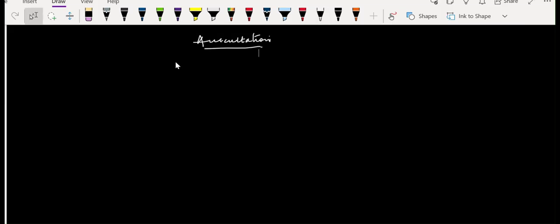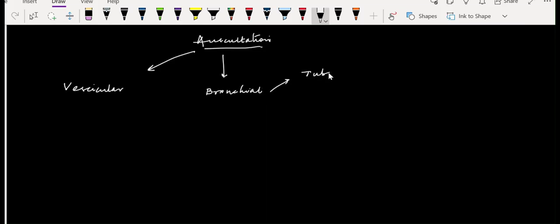Now, what are the types of sounds which we normally can hear? Vesicular, bronchial. And bronchial has further three types, which are tubular, cavernous, and amphoric. Tubular, cavernous, and amphoric. Now let's understand what exactly produces these kind of sounds.